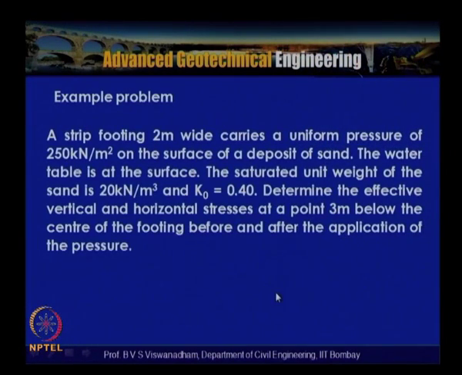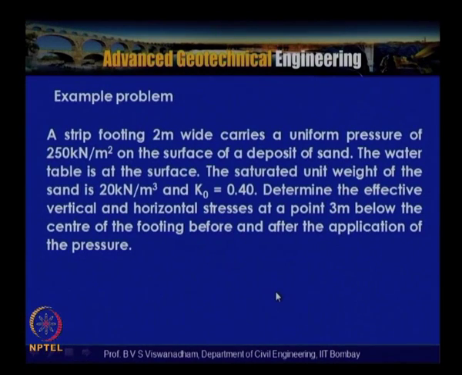So, we take this particular problem having a strip footing of 2 meter width, which applies a uniform pressure of 250 kilopascals on the surface of a deposit of sand. The water table is at the surface, the saturated unit weight of the sand is 20 kN per meter cube and K naught is 0.4. Determine the effective vertical and horizontal stresses at a point 3 meters below the center of the footing before and after the application of the pressure.